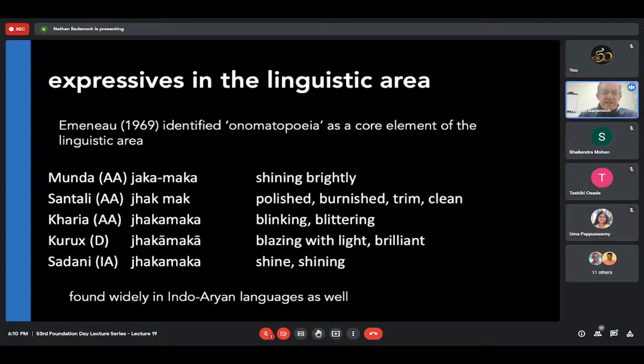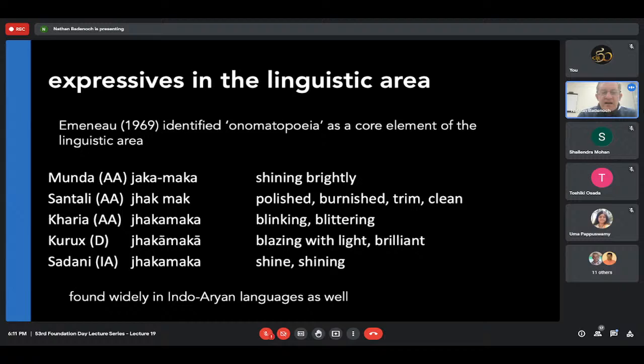So I don't need to say a lot about this, but just to confirm the basic point, Emeneau's 1969 very influential article on onomatopoetics as a core element of the linguistic area showed that there are, I think we can say, shocking similarities across languages of different language families in terms of form, in terms of meaning, raising all sorts of questions about multilingualism, etymology, cultural contact in the deep history of the region.